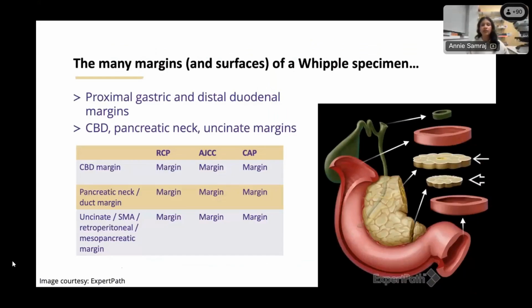Okay, so the thing that makes the Whipple quite complicated is that we have many margins and many surfaces to think about. So when you look at this picture right here, think about what the margins are. These margins and surfaces can be different in different locations. So it's always a good idea to talk to your surgical colleagues and find out what they're interested in before you gross the specimen. So have a good idea of what the institutional policy is. What might be happening in my institution may not be the same as what is happening in your institution.